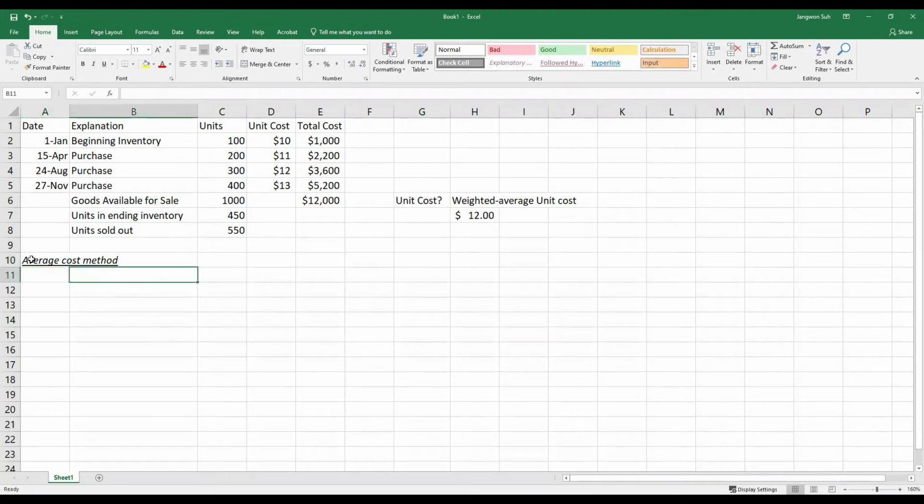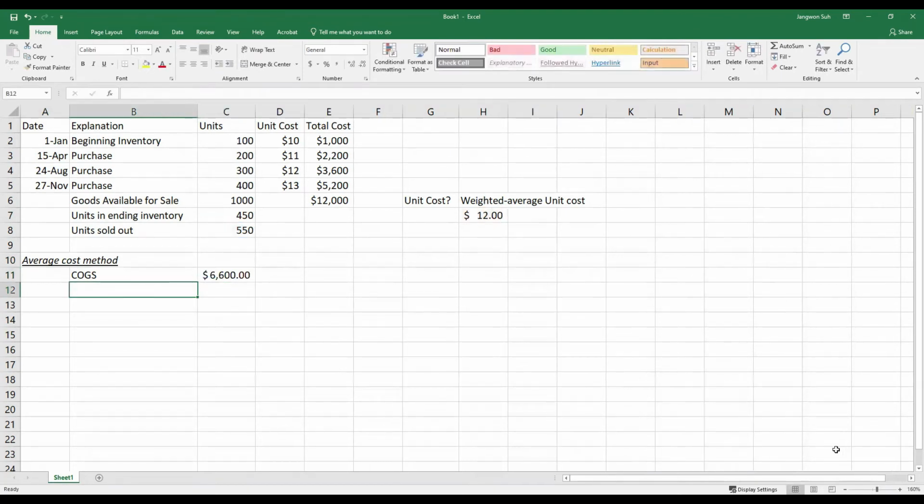average cost method. On the average cost method, the cost of goods sold is, again, number of units sold out times the weighted average unit cost. So cost of goods sold is becoming $6,600. All right. Then, how much is your ending inventory?